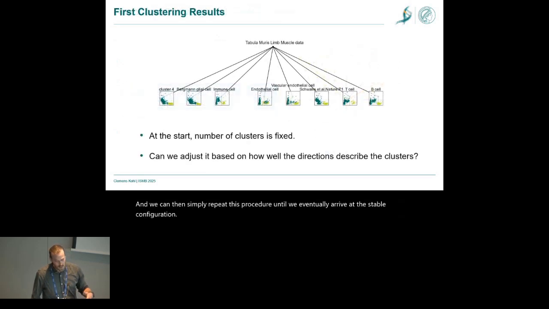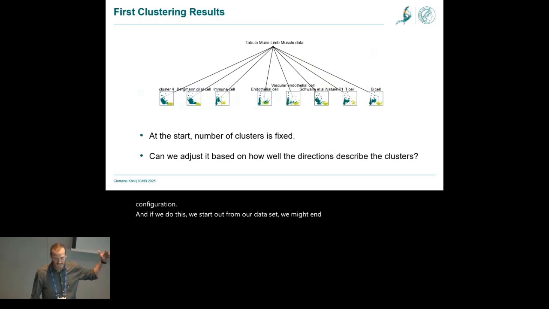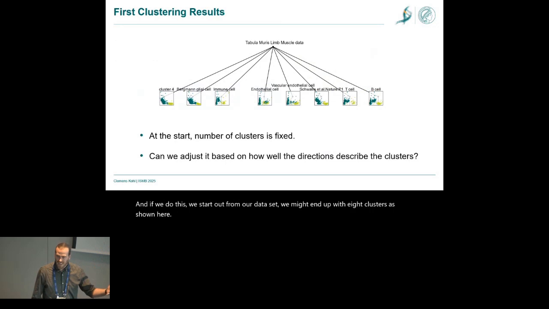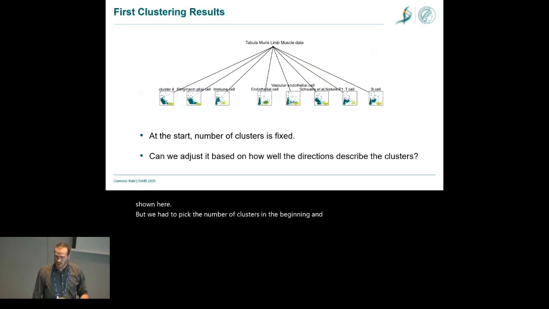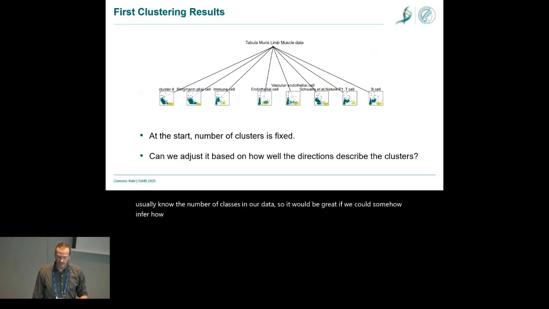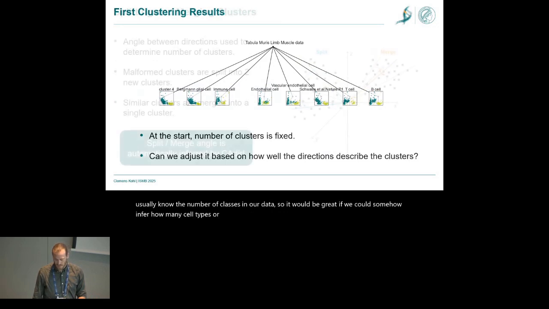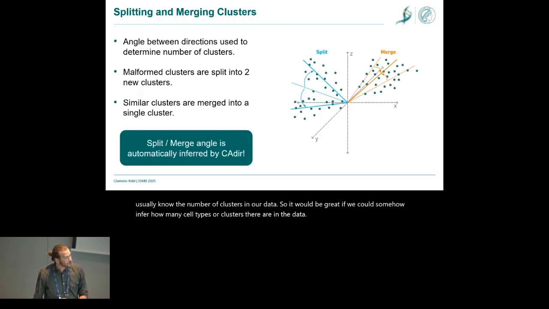And if we do this, starting from our data set, we might end up with 8 clusters as shown here. But we had to pick the number of clusters in the beginning. Optimally, we don't usually know the number of clusters in our data, so it would be great if we could somehow infer how many cell types or clusters there are in the data. And in fact, we can do this by splitting and merging our clusters.